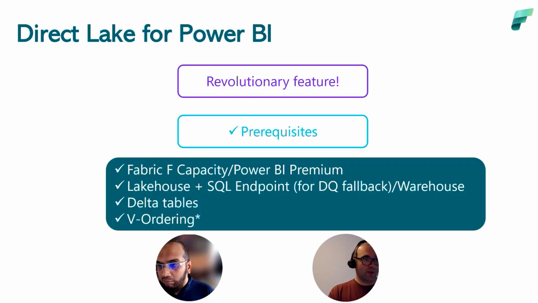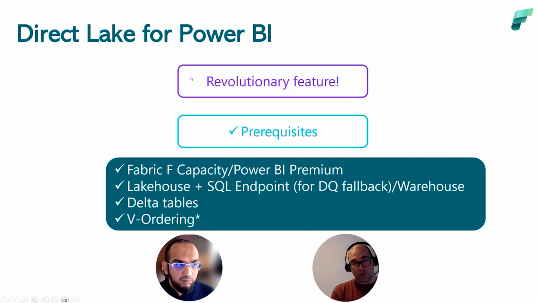Direct Lake mode. First, you need either Fabric capacity, which is marked with F, so F SKU, or Power BI Premium capacity, which is marked with P, so P SKU. Premium per user will not work. Just keep that in mind. Then you need a lakehouse in Fabric with SQL endpoint enabled because of direct query fallback behavior, or a warehouse. So Direct Lake works for both lakehouse and warehouse.